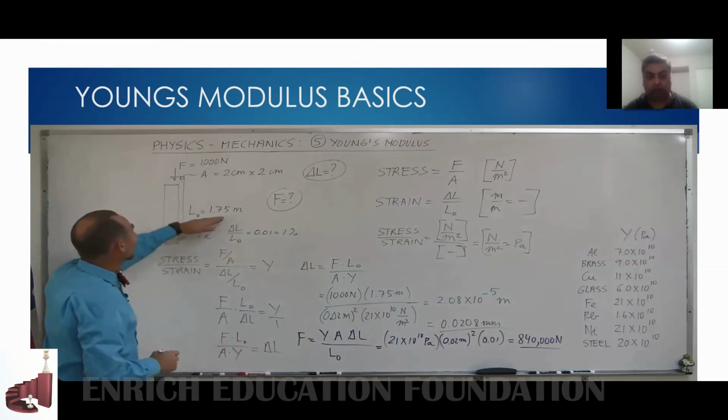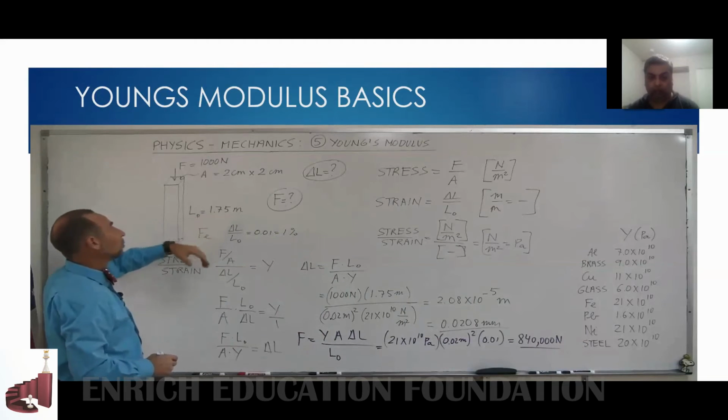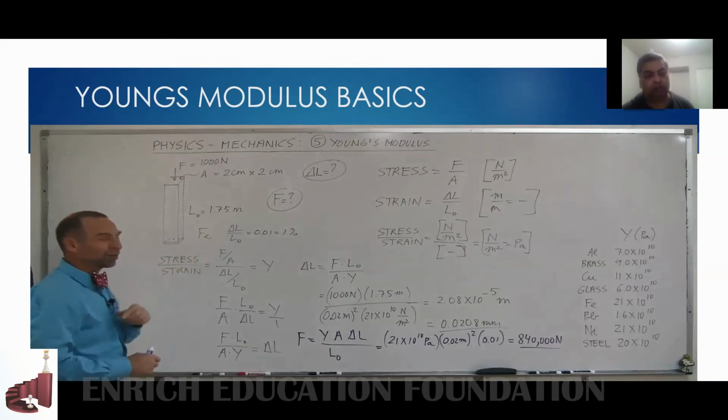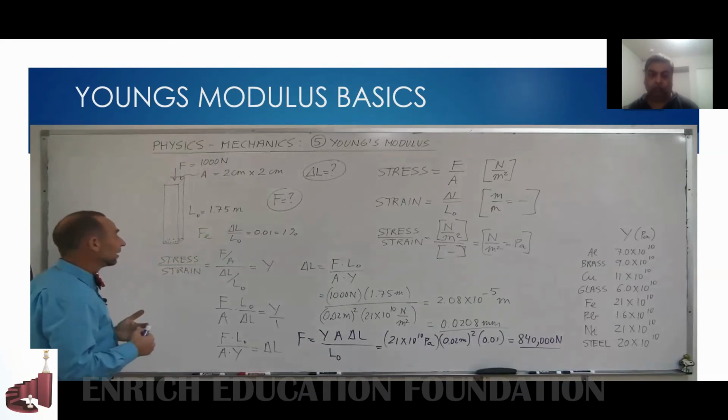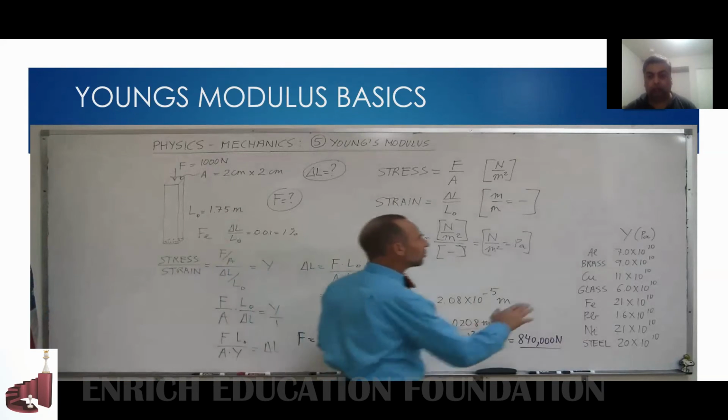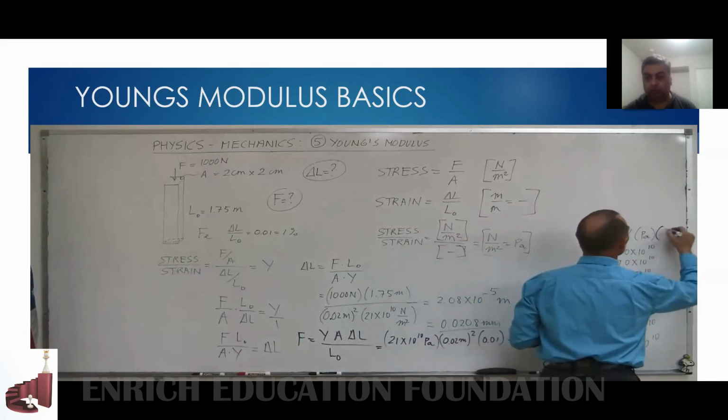So that would be 1.75 meters. So that would mean a compression of 1.75 centimeters, because a centimeter is 1/100th of a meter. Wow, that would require 840,000 newtons. That's a lot of force. Another way to look at it is, notice that the units here are pascals, which are newtons per square meter.